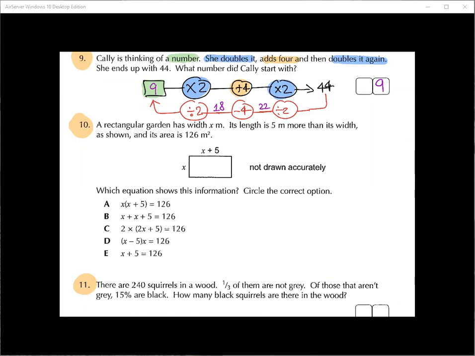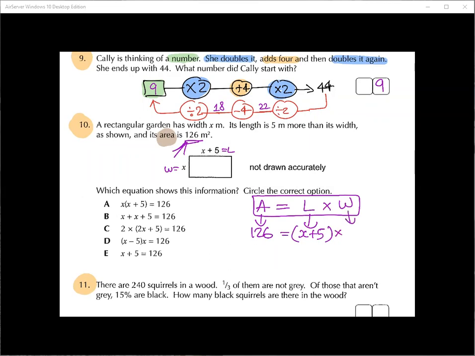Okay, and then what's the question saying? Which equation shows this information? Circle the correct option. Okay, so let's have a look at what they're asking us to consider. What's the key word here? Area. Now, when you're thinking about area of a rectangle, what are you thinking about? Area is equal to length times width. Okay, lovely. That's the correct formula for the area of a rectangle. So what is the area? The area is 126 meters squared. Okay, and then what is the length? The length is x plus 5. And what is the width?